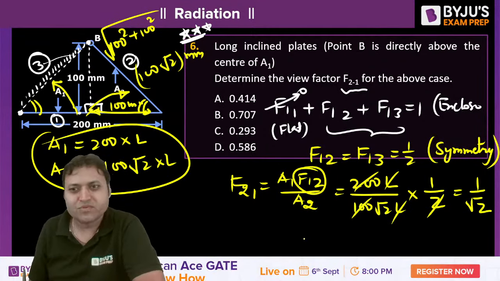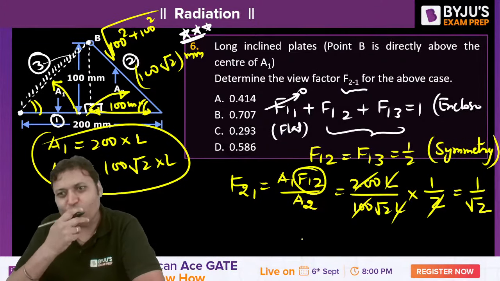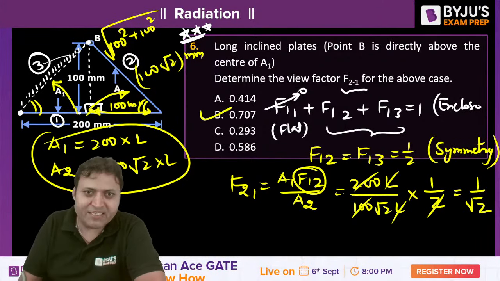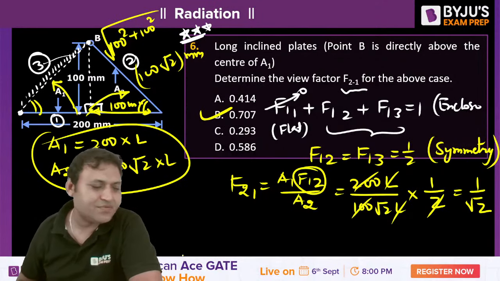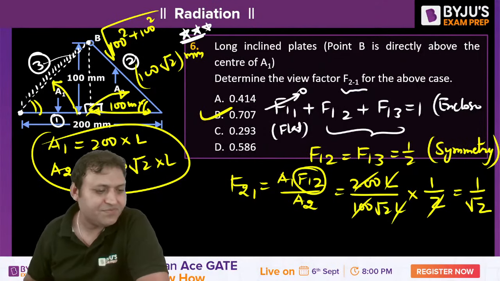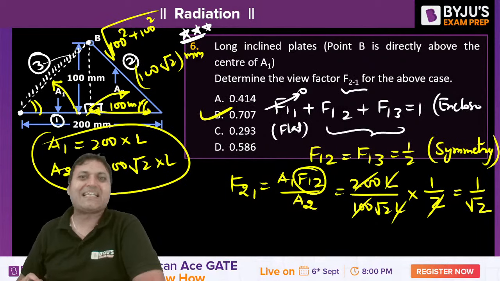1 by root 2, or root 2 by 2. Are you getting 0.707? Option B. Question number 6, option B. 0.707. Is this clear or not?